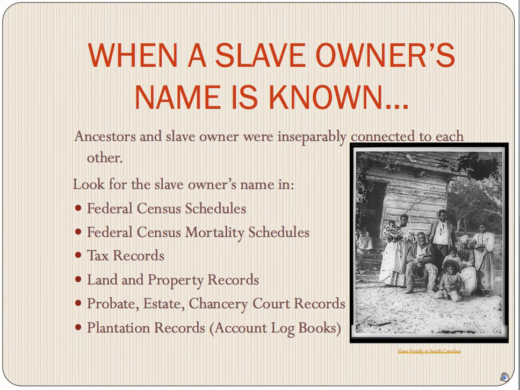Ancestors and slave owners were inseparably connected to each other. Look for the slave owner's name in the federal census schedules, federal census mortality schedules, tax records, land and property records, probate, estate, and chancery court records, and plantation records because they did keep account logbooks.